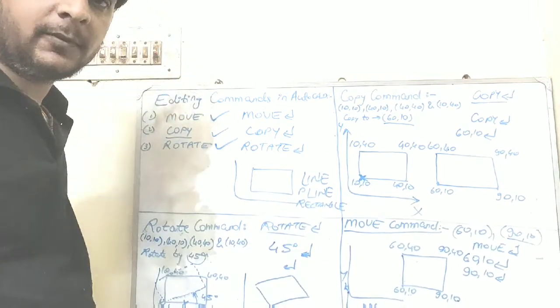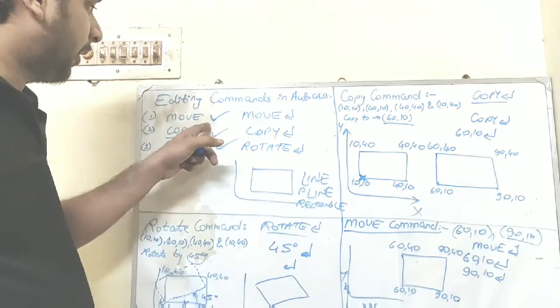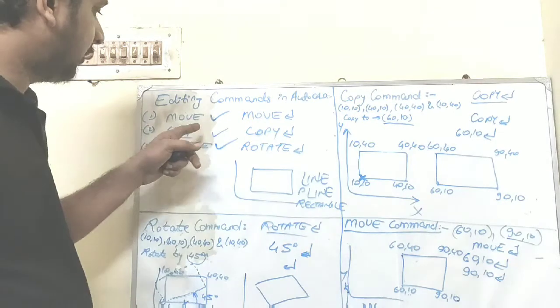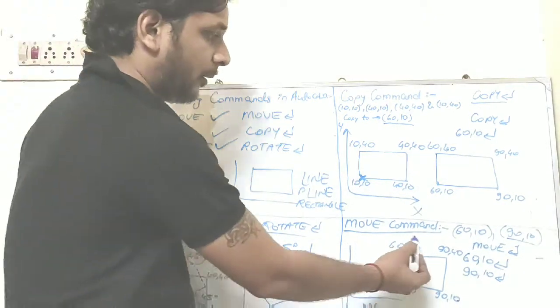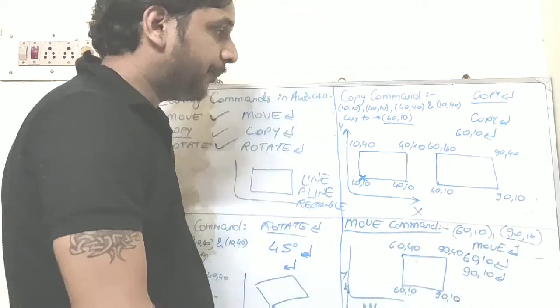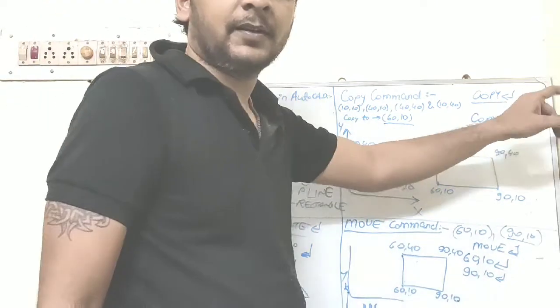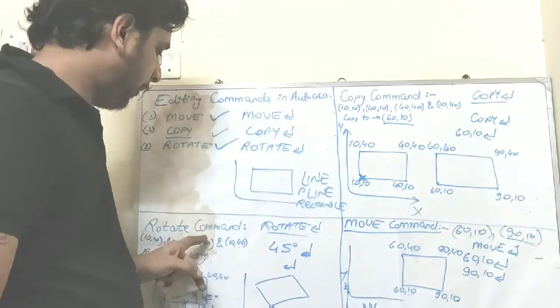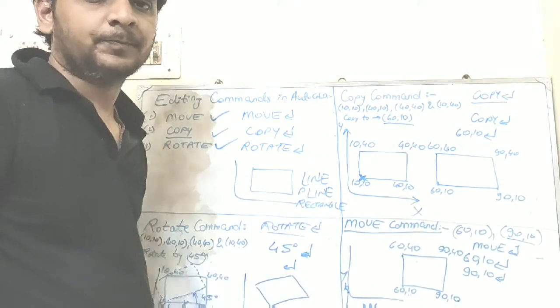Okay, got it students? So we have discussed editing commands in AutoCAD. Three commands we have discussed: first the move command, the copy command and the rotate command. The format of the move command is at the command prompt type move and press enter key. The format of the copy command is at the command prompt type copy and press enter key. And the format of the rotate command is at the command prompt type rotate and press enter key.